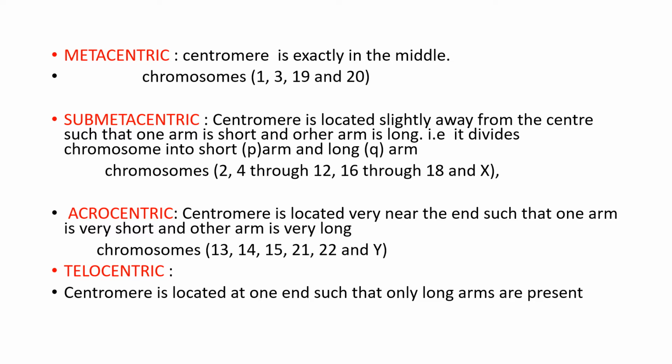Acrocentric chromosomes. Here the centromere is located very near the end such that one arm is very short and the other arm is very long. Chromosomes number 13, 14, 15, 21, 22 and the Y chromosome come under this category. Telocentric chromosomes. Here the centromere is located at one end such that only long arms are present.